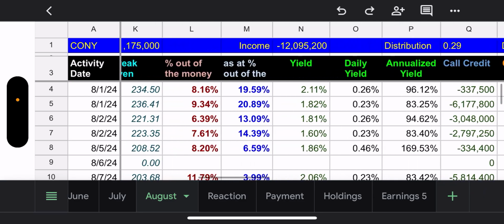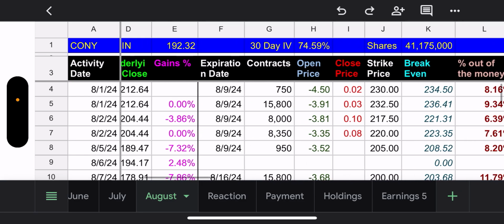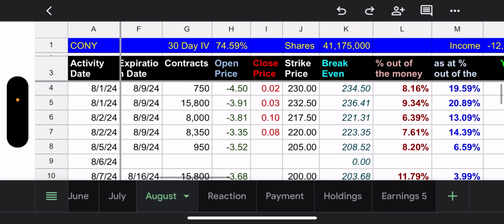They did leave one though. They did leave one hanging out. The 950 at 205 strike. So, and you know why they left it? Probably because it costs too much to close.